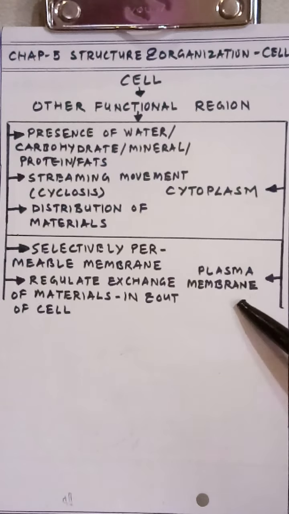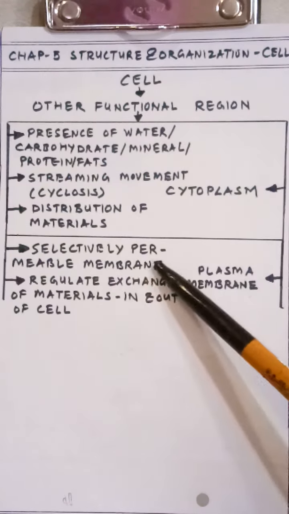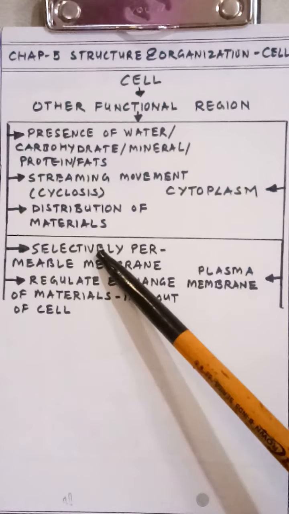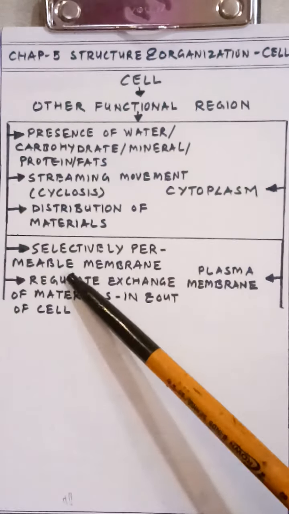Then the next will be the plasma membrane. This is the boundary wall. This is the security. This plasma membrane is maintaining the structure of the cell. It is controlling and monitoring the entry and exit of material in and out of the cell. The plasma membrane is available on the outside of the cell. It is a selectively permeable membrane.